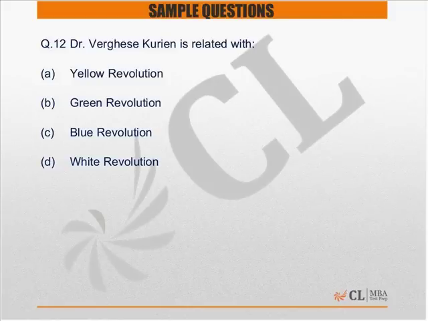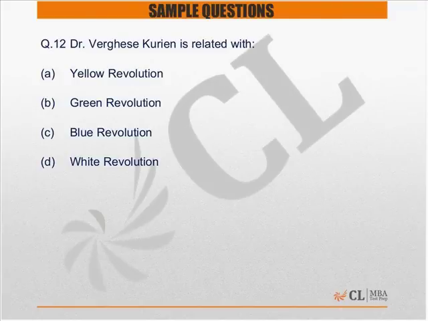There is a term rainbow revolution or the 7-color revolution, like yellow, green, blue, pink, gray, golden, etc. Yellow Revolution is related with mustard oil or the edible oil revolution. To increase the production of edible oil, Yellow Revolution was launched. Green Revolution is for food grains, especially wheat and rice.